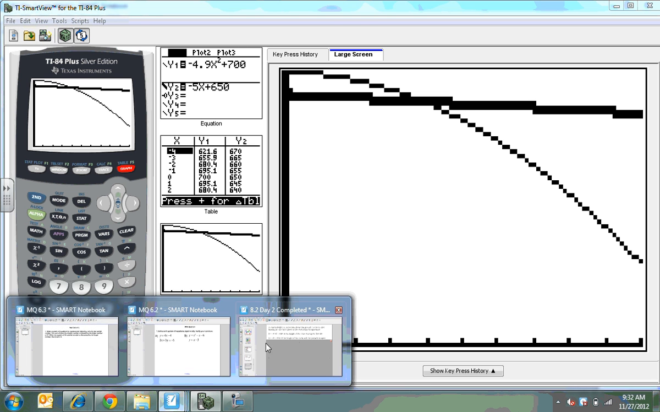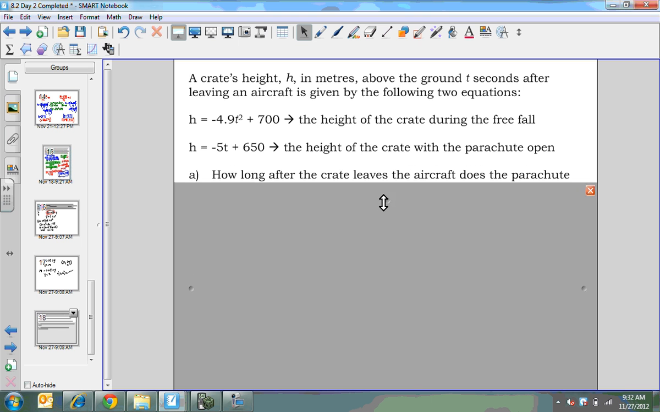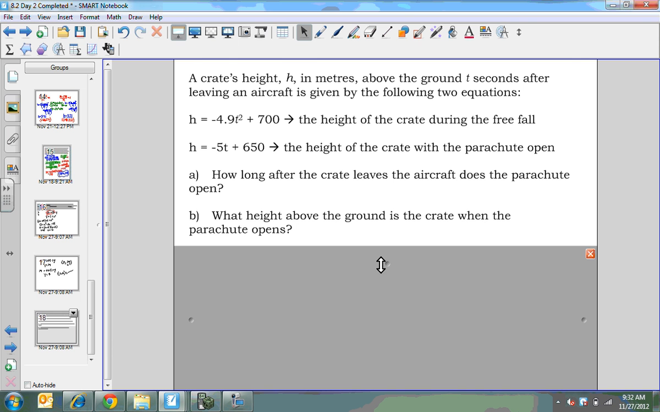We're looking for how long after the crate leaves the aircraft does the parachute open? Okay, and what's the height above the ground when the parachute opens?